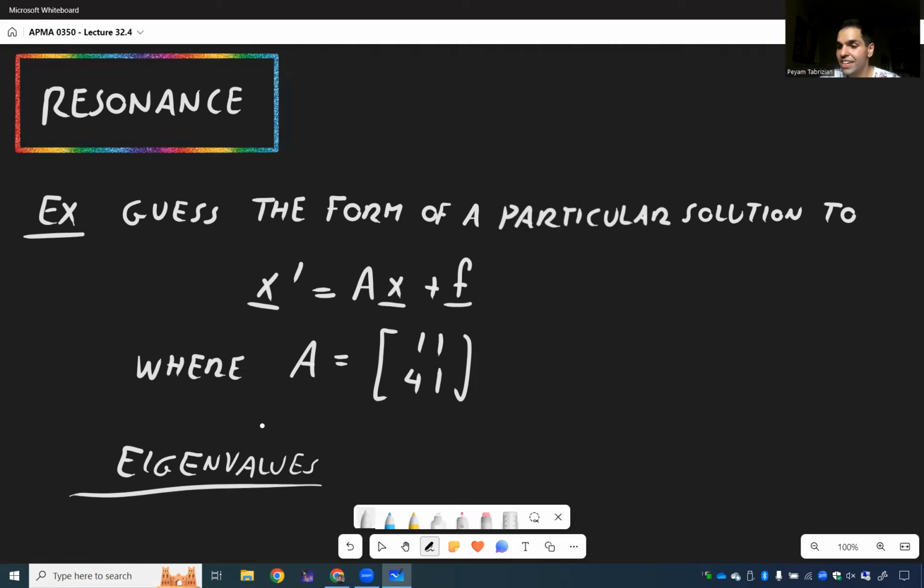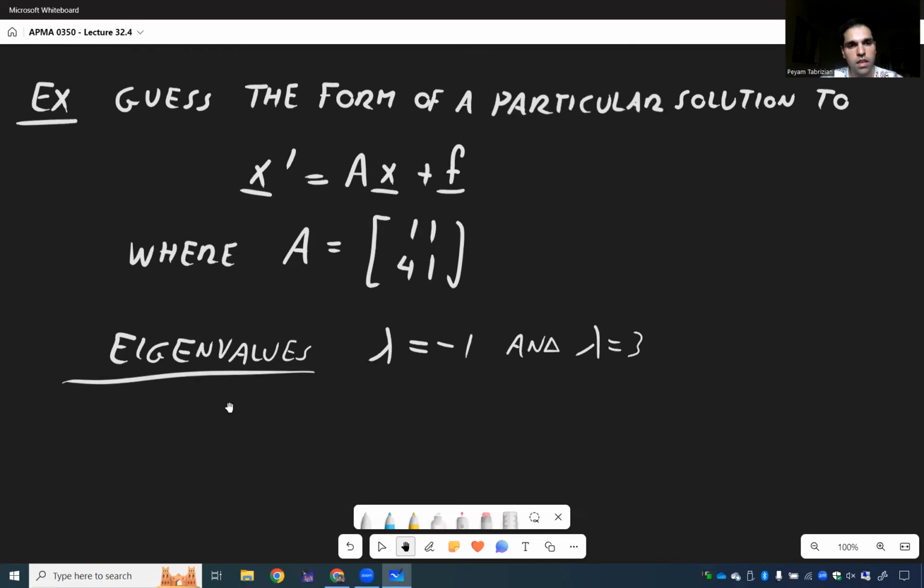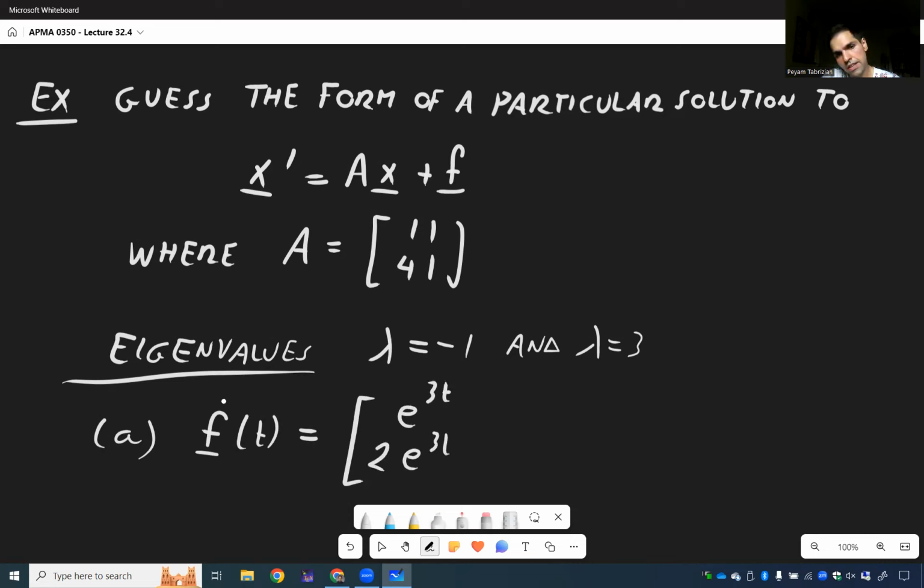So once again, you can check the notes for that. So the eigenvalues are -1 and 3. And this time, assume the right-hand side, so f of t, is e to the 3t and then 2e to the 3t, which if you want is e to the 3t times (1, 2).